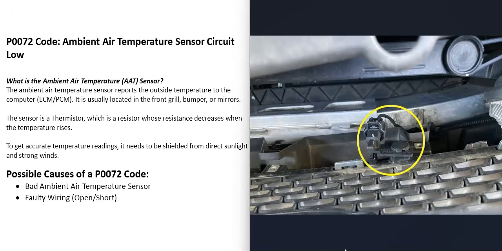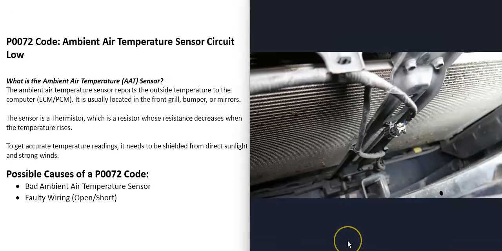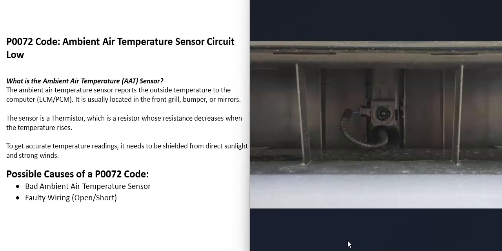The first thing to do is to locate this sensor on your vehicle. It is very common for these to be located up inside the front grille or inside the bumper, although sometimes they can be located in the mirrors or something like that. It can really vary. These ambient air temperature sensors are what's called a thermistor, which is a resistor whose resistance changes as the temperature changes. And the computer can read these changes and do its calculations and know what the temperature is.